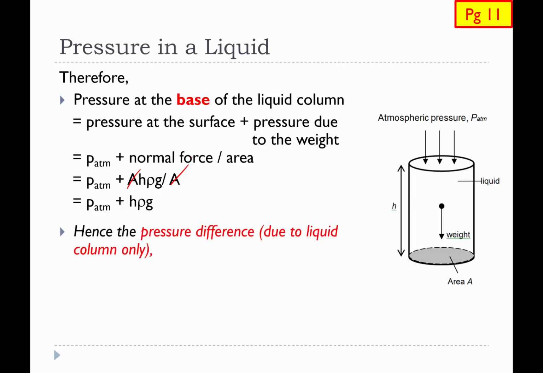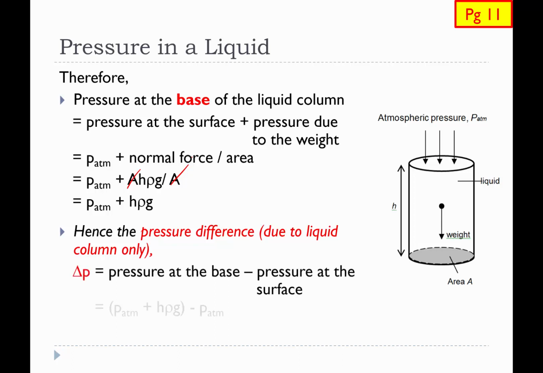So the pressure difference due to the liquid column itself is basically P_atm plus h rho g minus P_atm. So giving us h rho g. So h rho g is just the pressure provided by the liquid column.